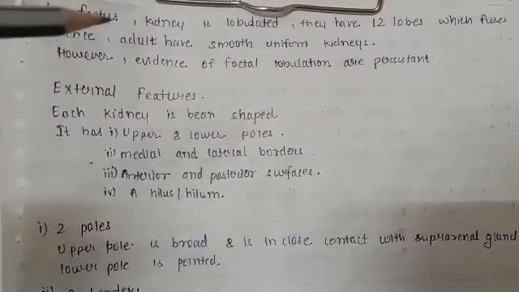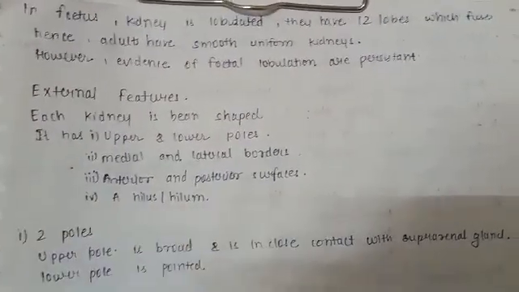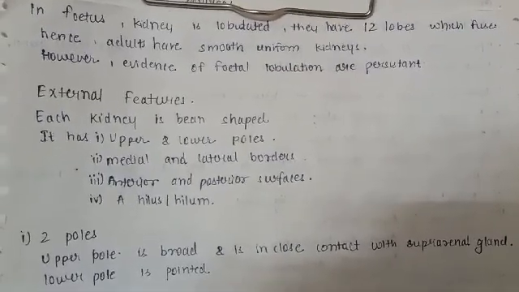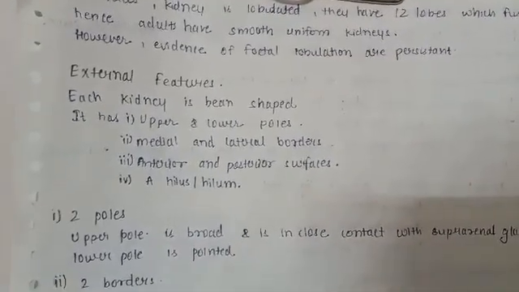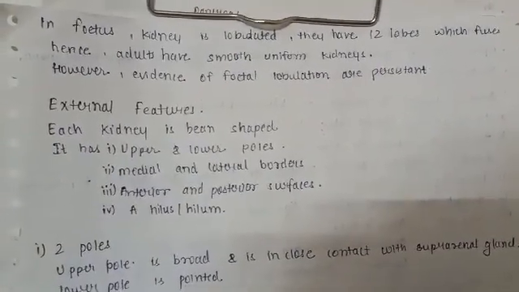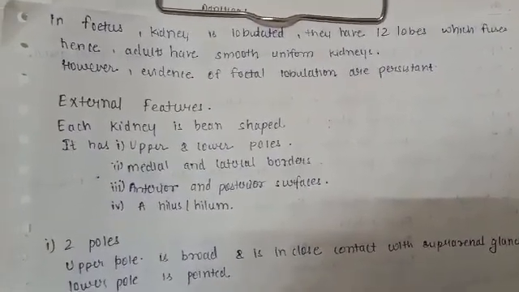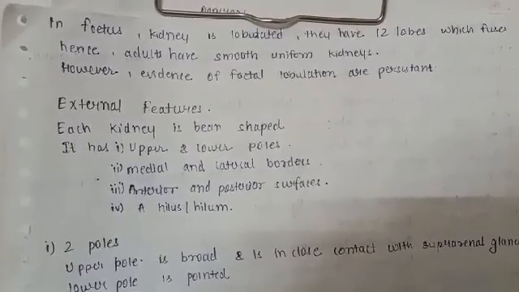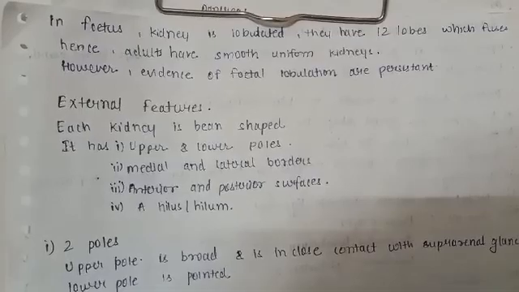In fetus, the kidney is lobulated. They have 12 lobes, which, during the end of fetal life after birth, get fused and form a smooth uniform kidney in adults. However, the evidence of the fetal lobulation is persistent.